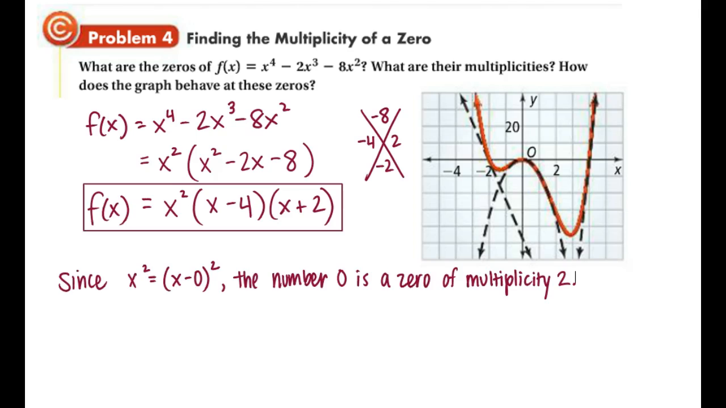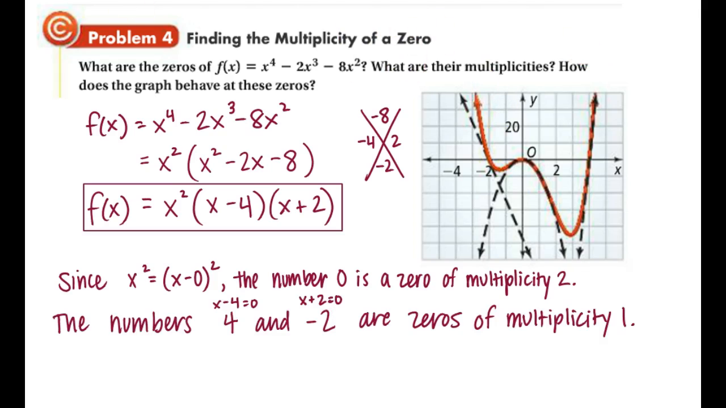We can rewrite the GCF x squared as the quantity x minus 0 squared to easily show what the zero would be here. The number 0 is the zero of multiplicity 2 because we see that twice. So you can see in the graph at the origin, the curve is resembling a parabola.